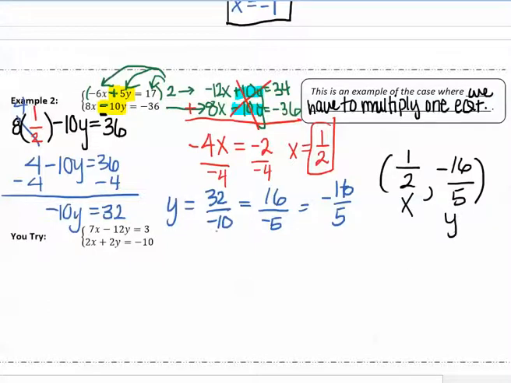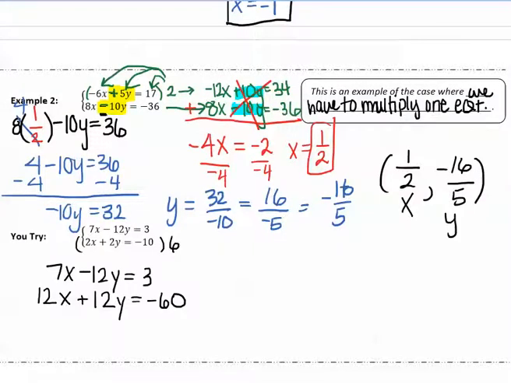Okay, why don't you go ahead and give this one a try. Pause the video, give it a try. Okay, well, did you do the first step correct? There's more than one way to do this, but I think the easiest way to get one of the variables to cancel out is to multiply the bottom equation by 6, so that now I have a negative 12y and a positive 12y. An alternative answer would be to multiply the bottom equation by a negative 7. Actually, you know what? Let's not go there. That's going to be messy. We'll look at multiplying both equations in the next example.